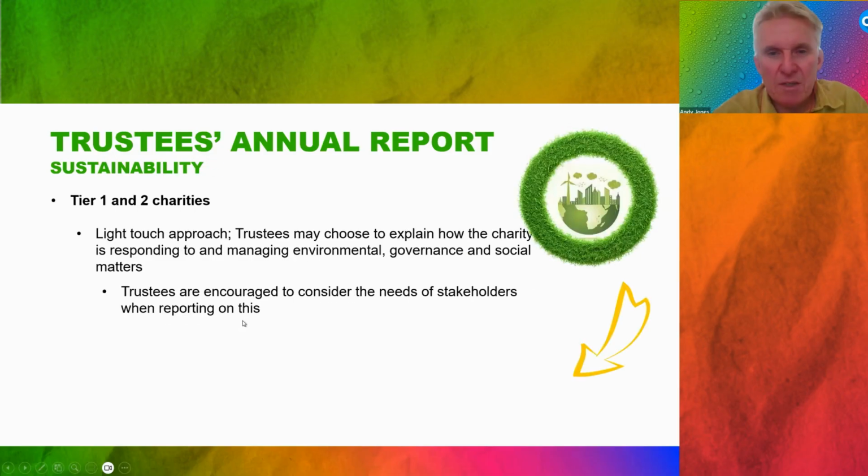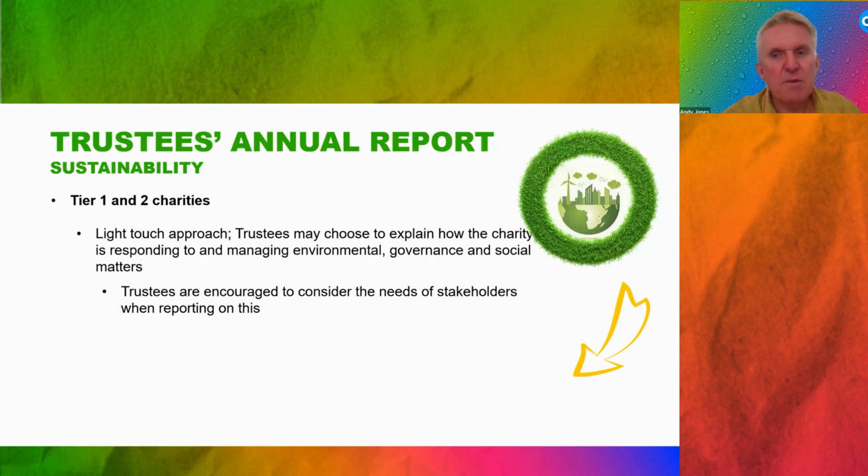Right, just the last section then here, I think I'm going okay, is just around sustainability. So as Glenn said, for your tier 1 and 2 charities, it's a really light touch approach. It's very much an encouraged disclosure. Trustees may choose to explain how the charity is responding to and managing environmental, governance and social matters. And as Glenn said, I think the important thing here is that trustees are encouraged to consider the needs of stakeholders when reporting on this.